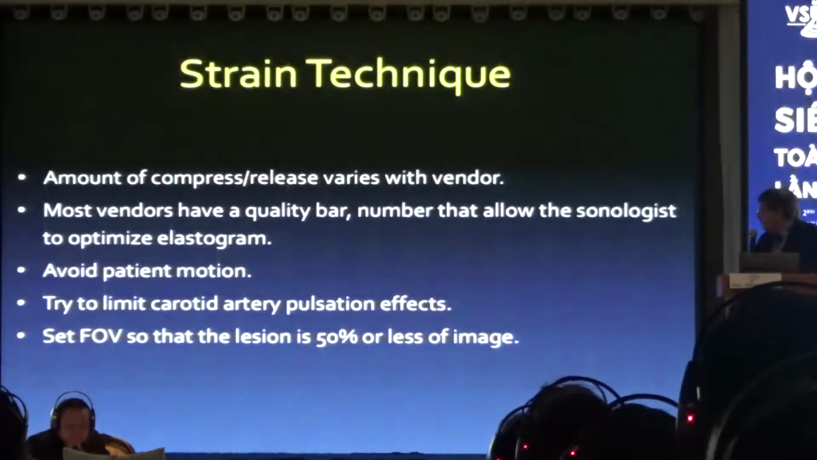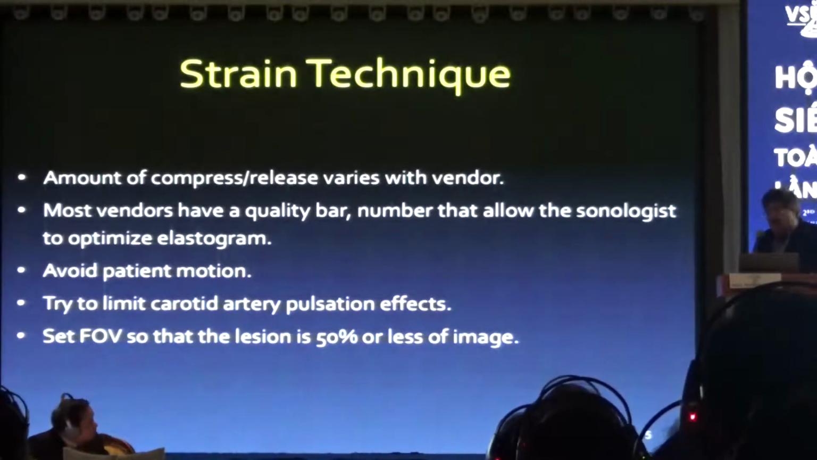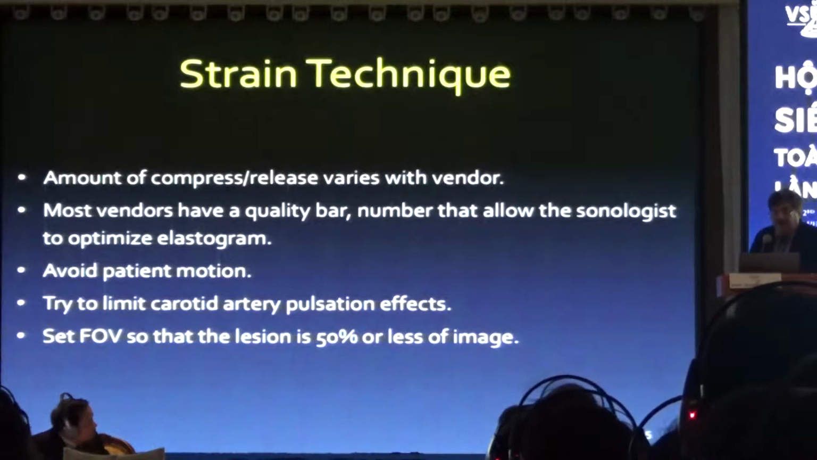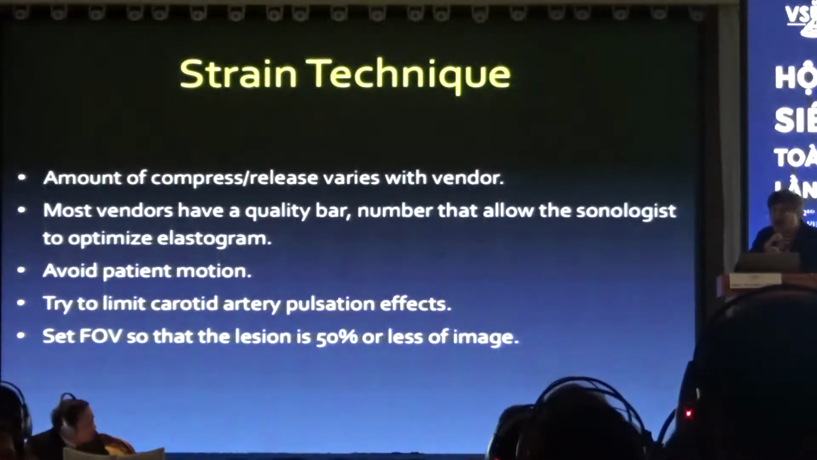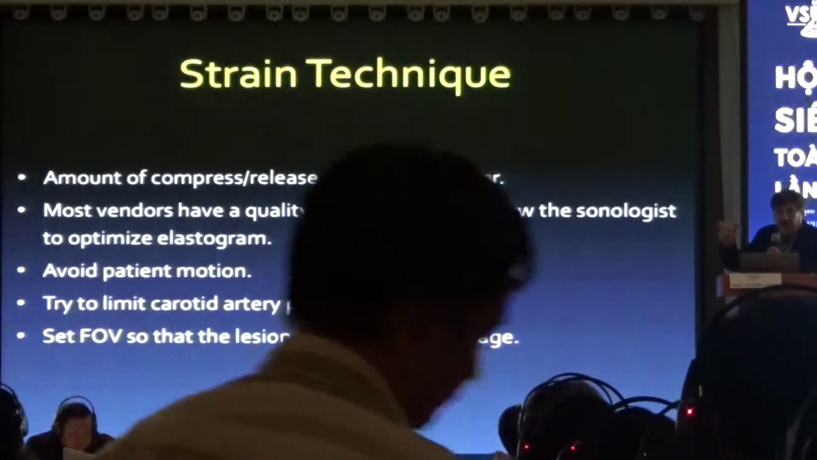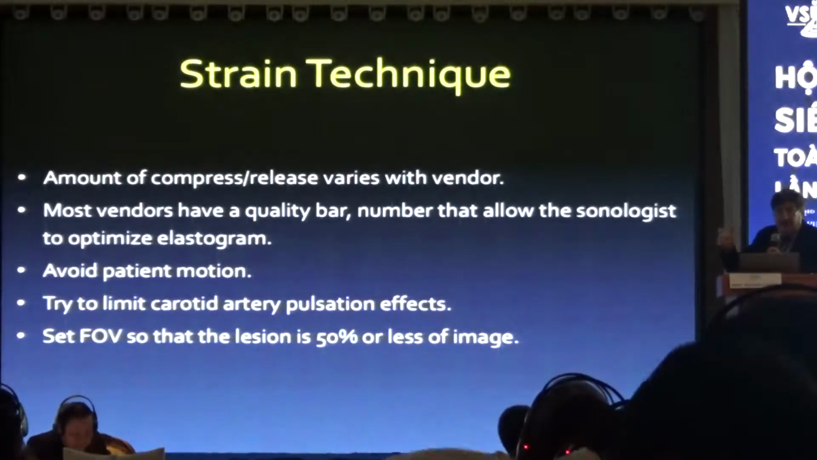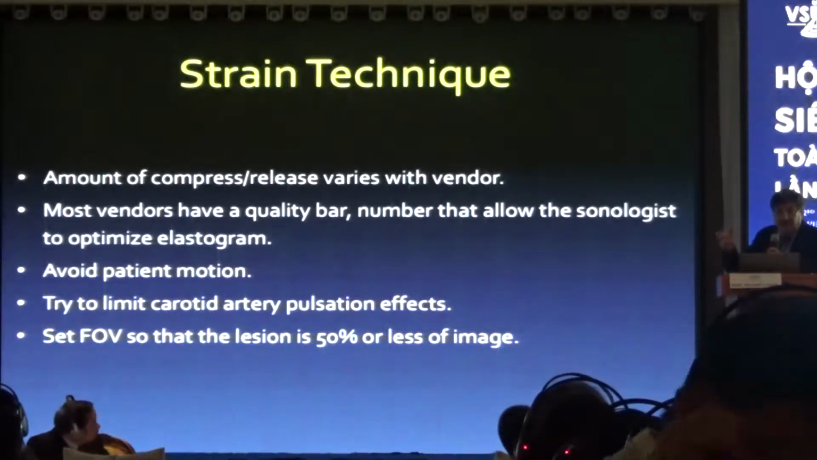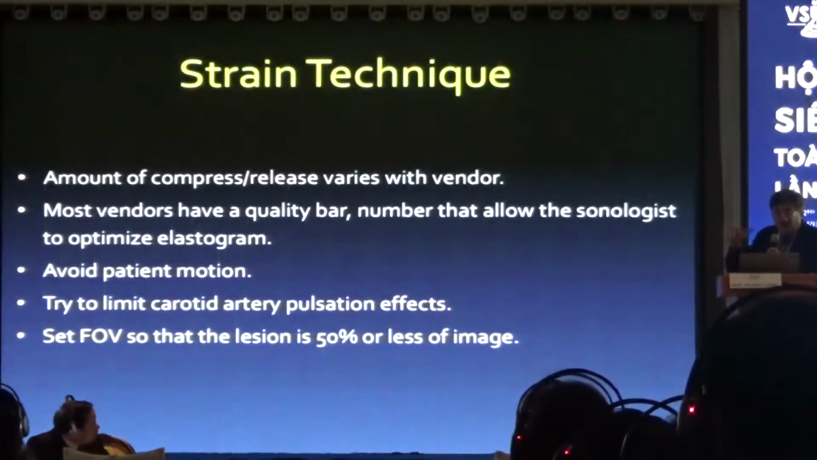Going over technique for strain, the amount of compression and release again varies with vendor. It's very hard to do in thyroid because the neck is curved and the probe is flat. So you need to make sure you're applying the same amount of pressure across the probe. You can't put one end with more pressure and the other end with less pressure, because now you're causing changes in the stiffness between one side of the probe and the other.